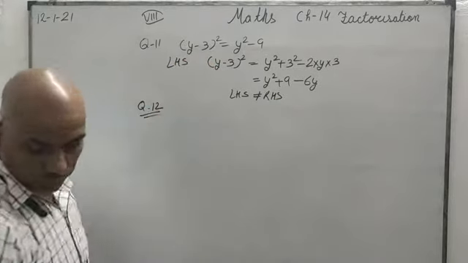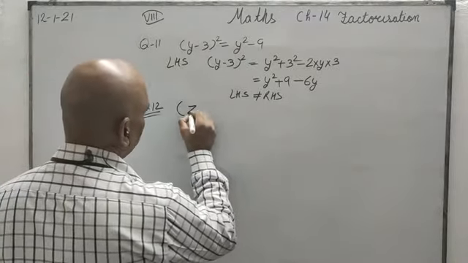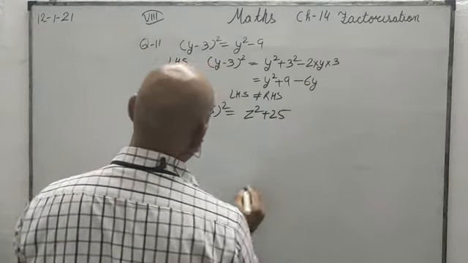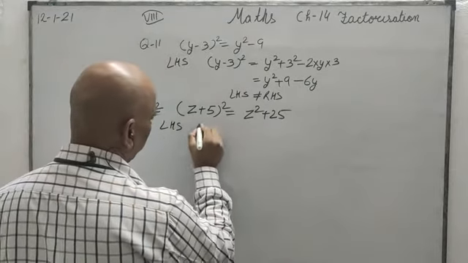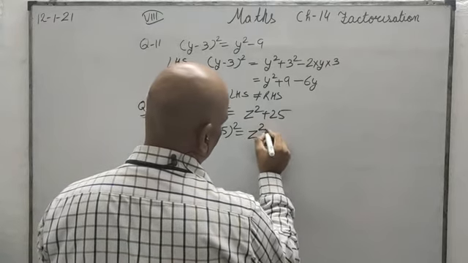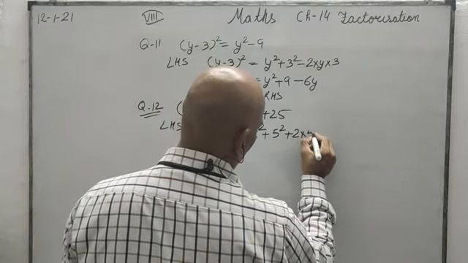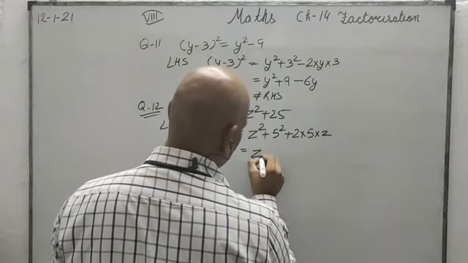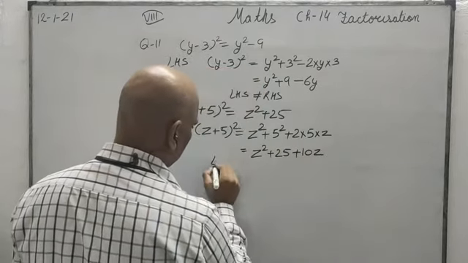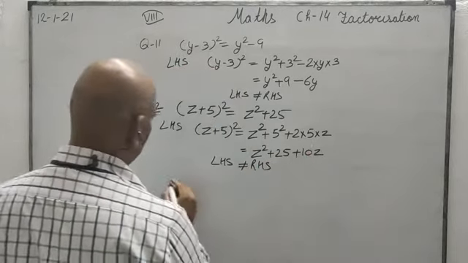Question number 12. What is given? In the same way he has given for z plus 5. Z plus 5 the whole square is given as z square plus 25. Now also it is wrong. Why? Because when we open the whole square of z plus 5, we are going to get 3 terms. It is z square plus 5 square plus 2 into 5 into z. It means z square plus 25 plus 10z. LHS is not equal to RHS, and the mistake is of this 10z.